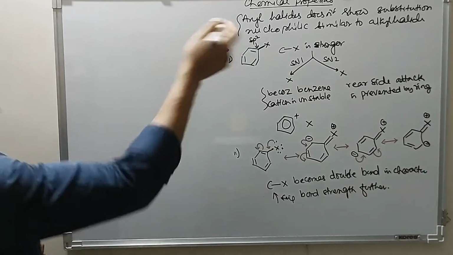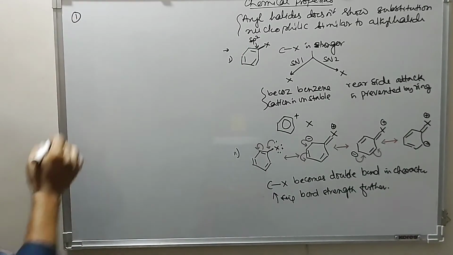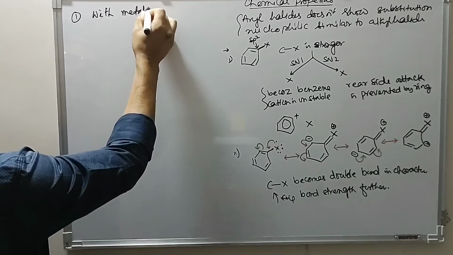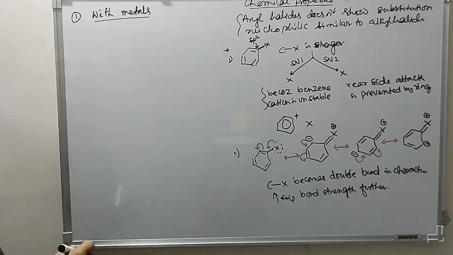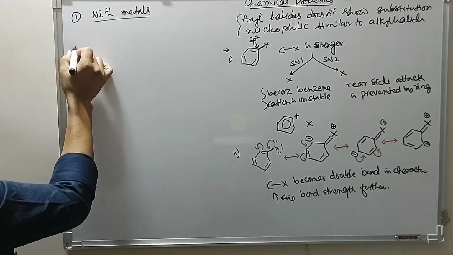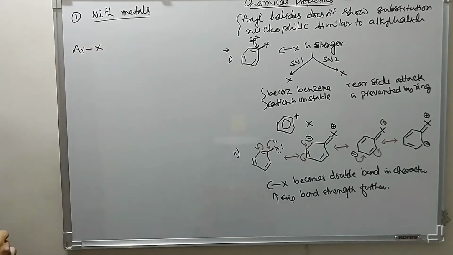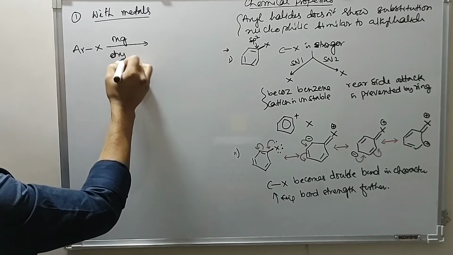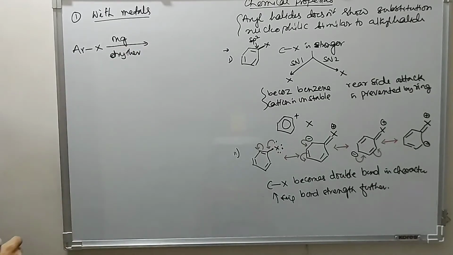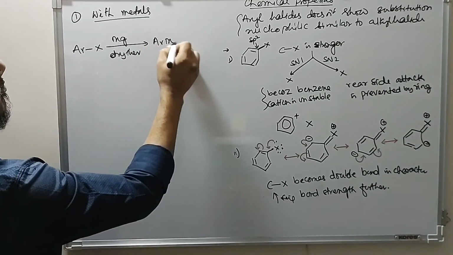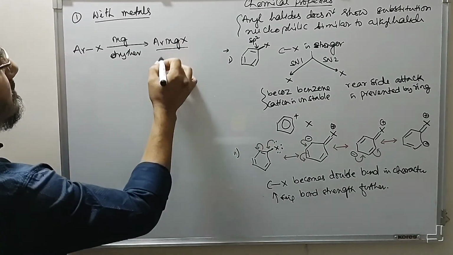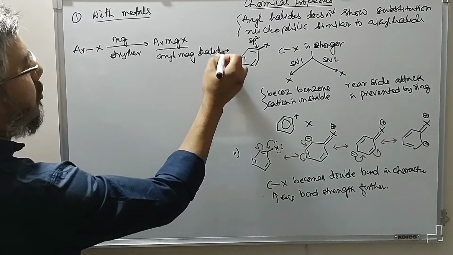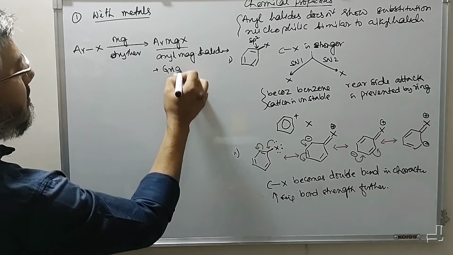So first, that is reaction with metals. Reaction with metals. So we have looked at this. This is aryl halide. These aryl halides react with magnesium in presence of dry ether. So this gives you aryl magnesium halide, which is commonly known as Grignard reagent.